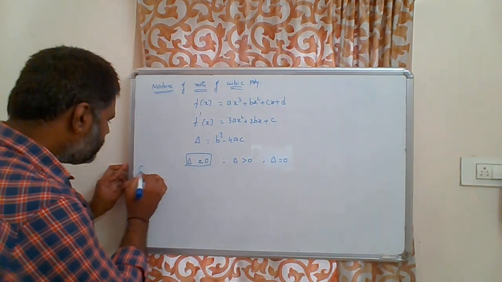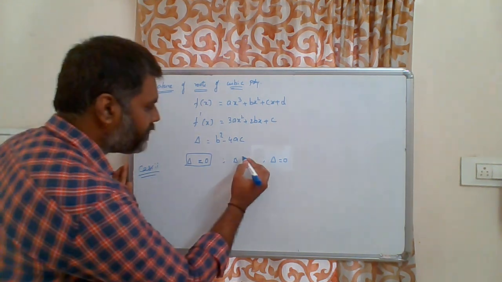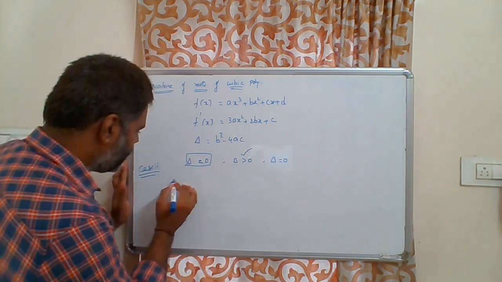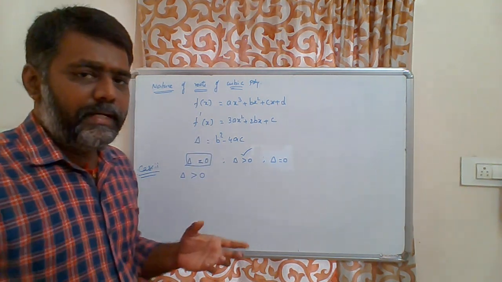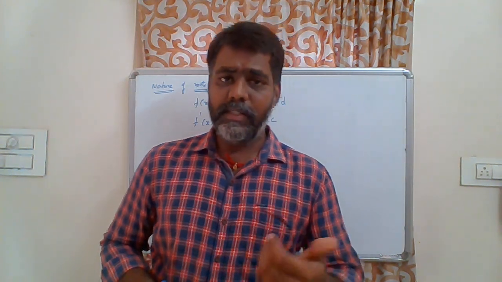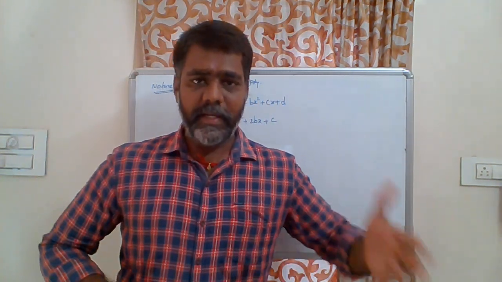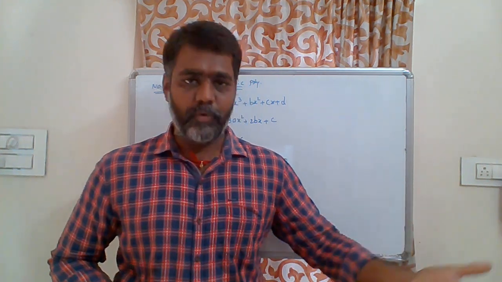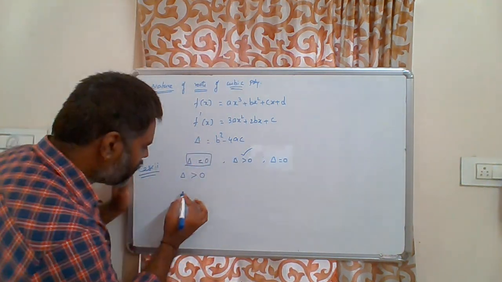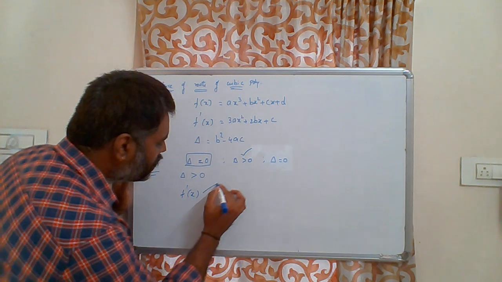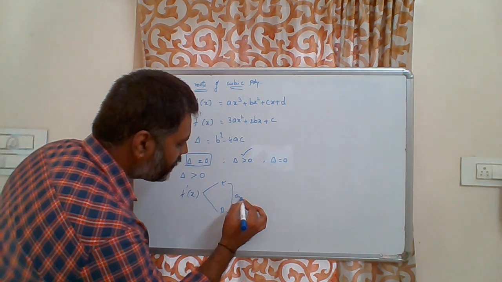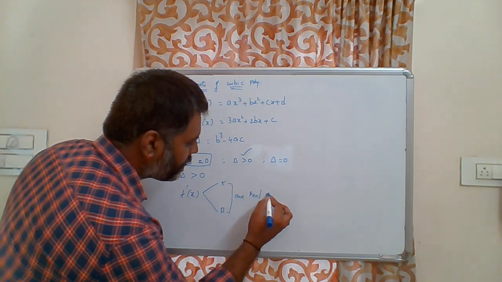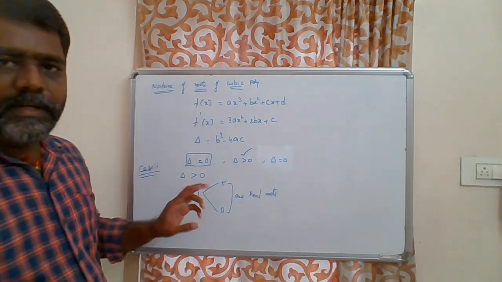Case 2 is delta greater than 0. Delta greater than 0 means the discriminant value is positive. Discriminant positive means what is the condition? F dash of x, that means the quadratic equation, contains two real roots. Again, let them be alpha and beta for our convenience. These two, alpha and beta, are real roots.